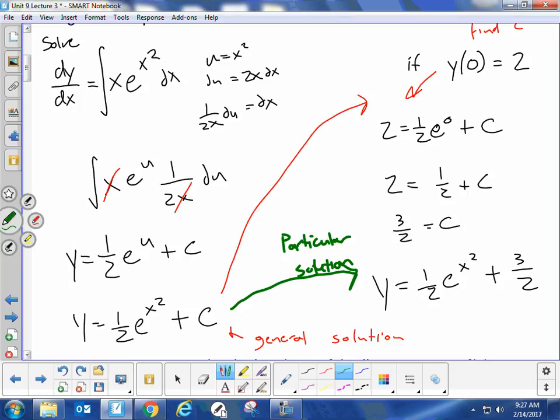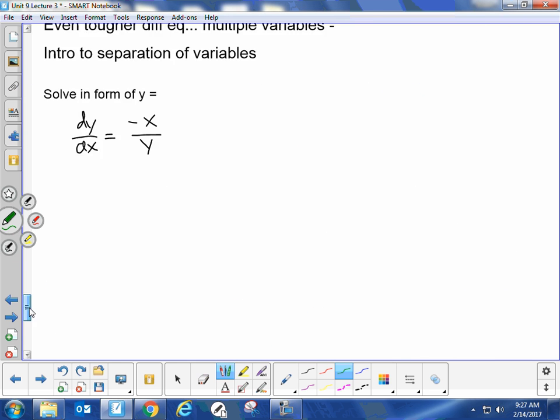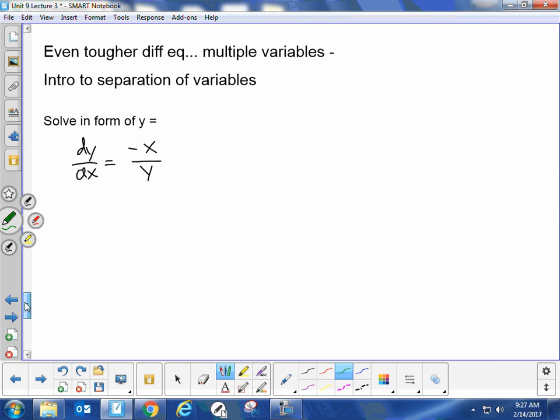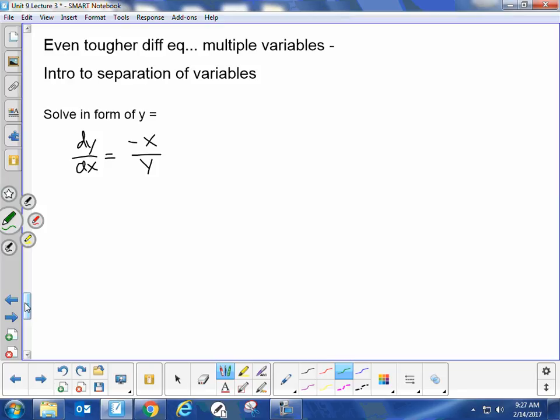Okay. Well, now let's deal with some other different looking differential equations, like this guy right here. dy dx is equal to negative x over y. Why is this tougher? Well, because it has multiple variables. It doesn't just have x's. It has x's and y's.